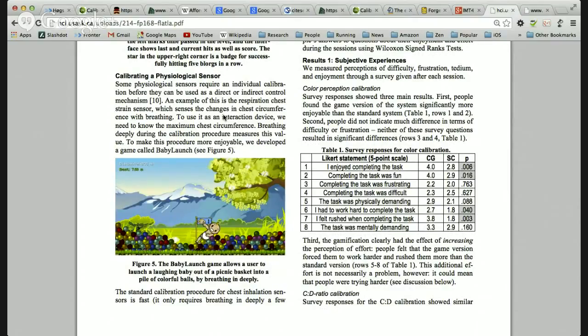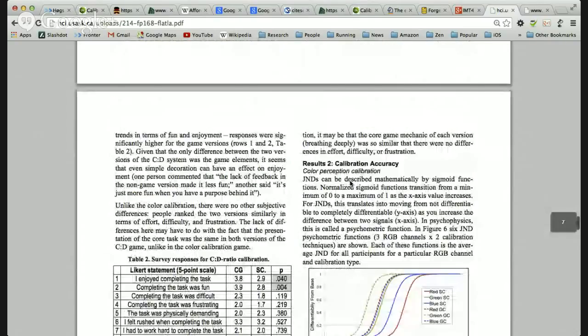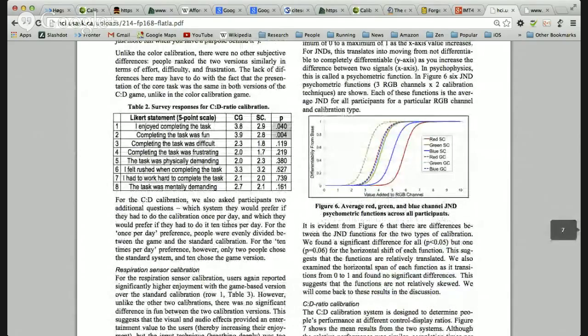And for the second game, also was higher in fun and enjoyment, but not really any significant difference in effort and difficulty. And it's probably because, like I said, for the second game, which is the control to display calibration, the game is pretty much exactly the same as the calibration is. It's just dressed up with scores and stuff.